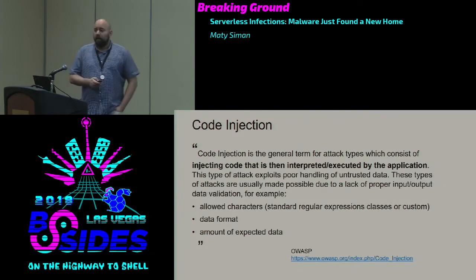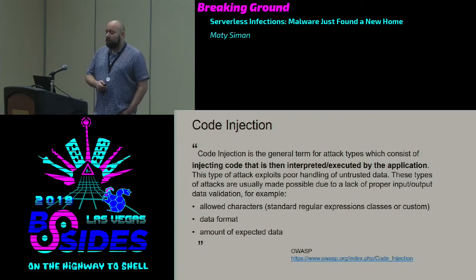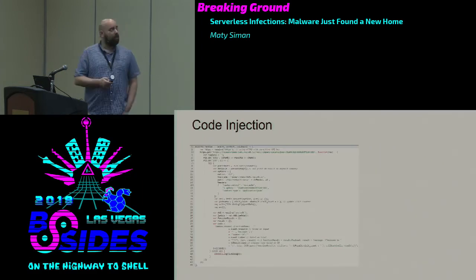So let's discuss code injection. What is code injection? Usually I'm taking definitions from OWASP because they're doing really good jobs in definitions. So code injection is an injection of code that is then interpreted or executed by the application. As simple as that. And this is what we wanted to put in our code. So we made sure that our code is vulnerable to code injection. Anyone can see it? No.